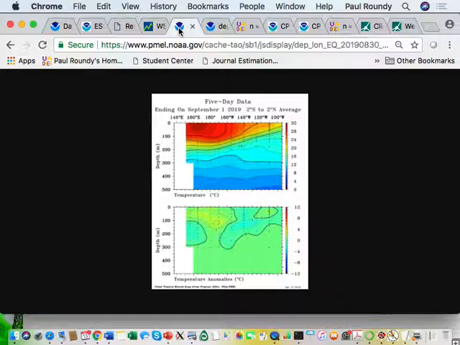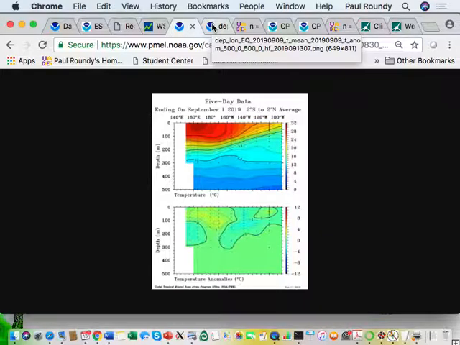So we're looking here at cross sections. This is ending on September 1st, 2019, and of course this is the thermocline right here, floating above the cold water below, so you get the warm water floating on the surface. The normal trade winds pile up the warm water in the west and upwell the cool water in the east. But we've got an anomalous signal superimposed on that with subsurface warmth in the Central Pacific.